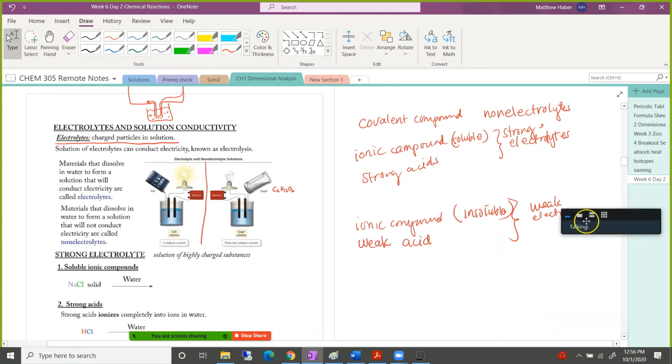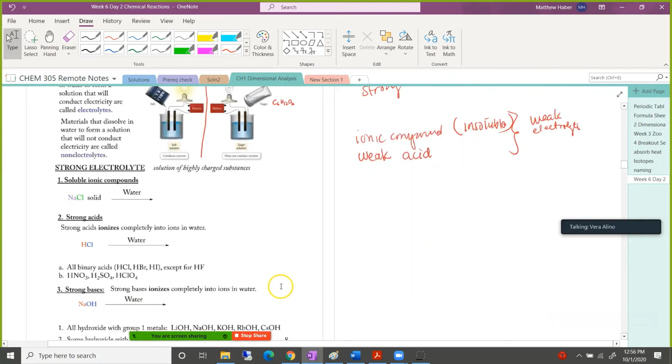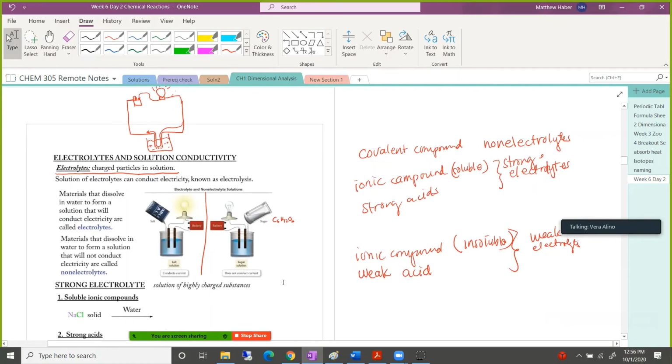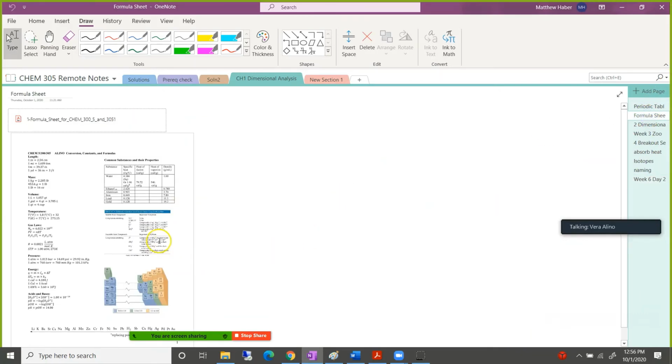So now the next question is, what is the follow-up question? Who are these strong soluble ionic compounds and who are these insoluble ionic compounds? Well, to answer your question, the only way for you to know who is very soluble in water and who is not is to go to the solubility chart. And you can see that in our formula sheet.